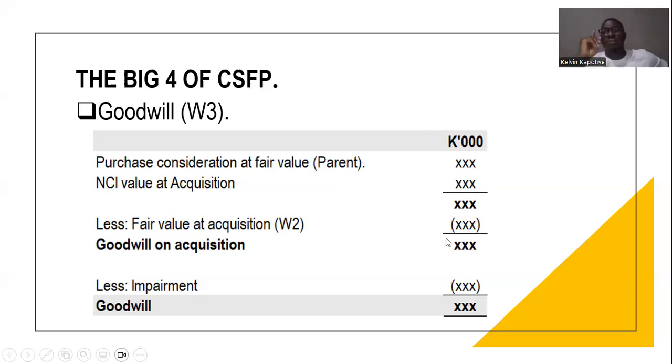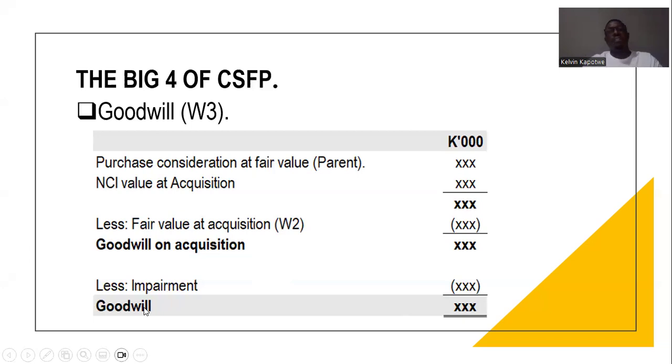But if goodwill is impaired in that particular year, the question is going to tell you that goodwill was impaired by so much. So if it was impaired, you're supposed to remove the impairment of goodwill. Then what you're going to remain with is what we call the carrying goodwill. So you're not going to take this value to the financial statement. You're going to take this value as your goodwill to the consolidated statement of financial position. So this is what we call the carrying goodwill.